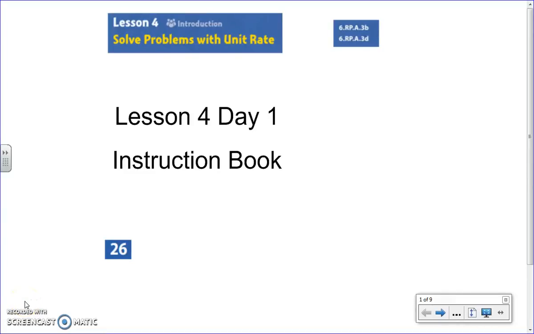All right, this is Mr. Gillum, and today we're going to move on to lesson 4, and we're going to be solving problems with unit rate.